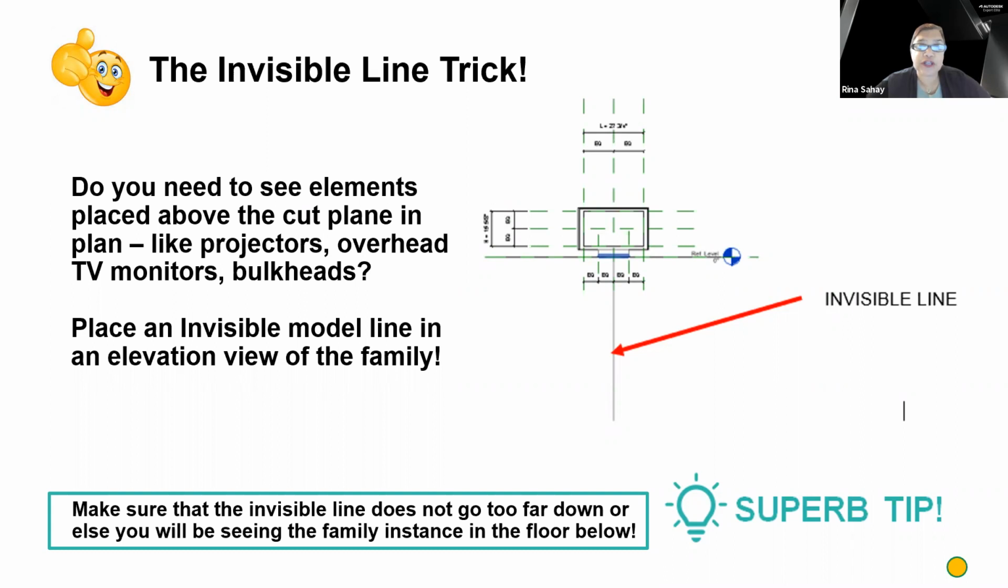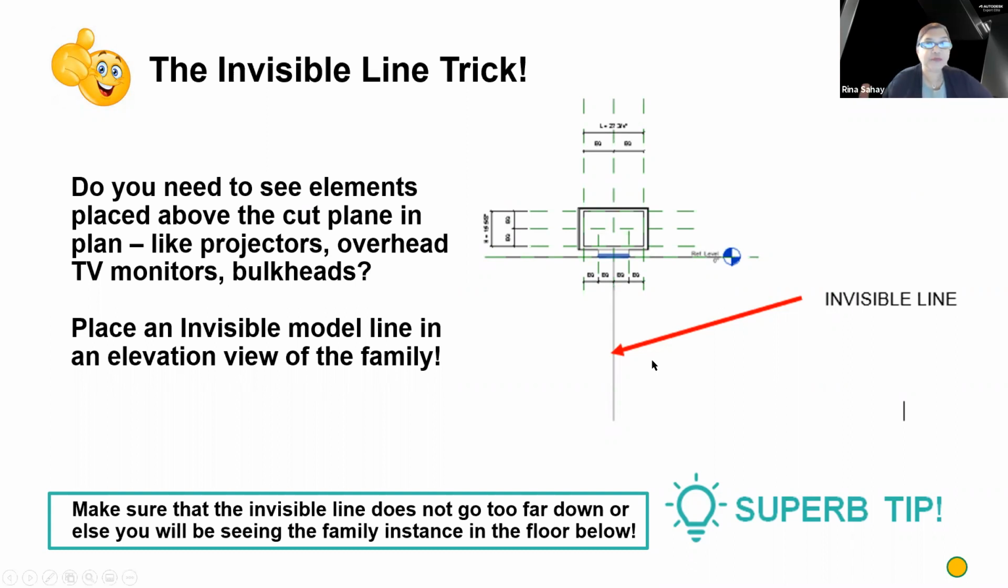The next best way would be to edit the family and, in an elevation view of the component, just draw a plain simple invisible line. Just be really careful though. You don't want to go overboard with the invisible line. You don't want it to be 30 feet long, because when you place that monitor, for instance, the invisible line is going to cut right through the cut plane, which is what we wanted to do. It's going to cut through the floor, maybe the next cut plane, and you're going to see that monitor on the floor below, which you really don't want to happen. So a little bit of restraint.